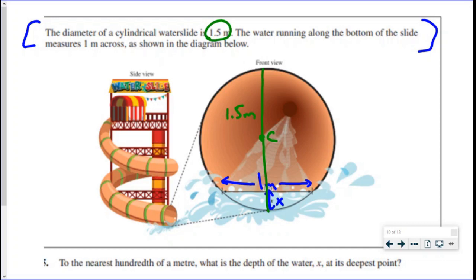Then to solve this question, like we've done in the past, you create your triangle with a 90 degree, because this is a bisector, and you solve that triangle. Okay, so this distance will be half a meter. This distance would be 0.75 meters, half of the diameter, because it's a radius. And you're solving for, I'll write it in red here, this distance here.